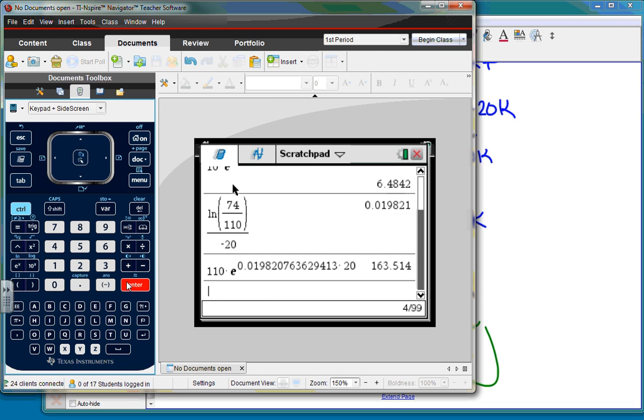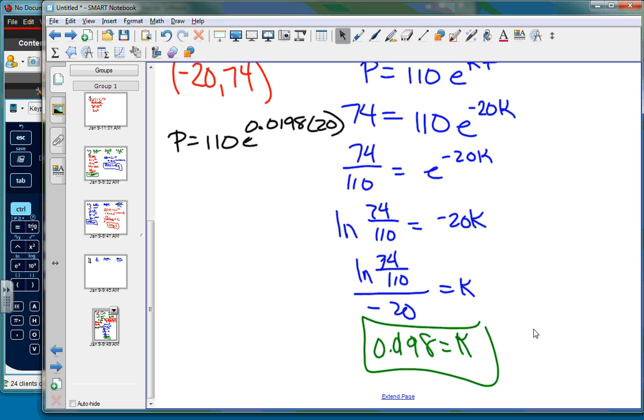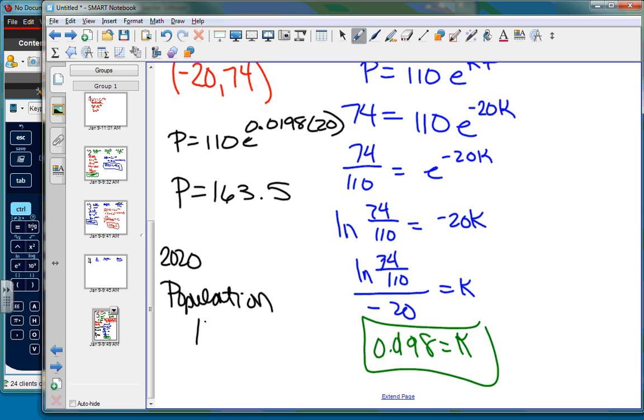What does that represent? 163.5 thousand. So in 2020, the population will be 163,500 people.